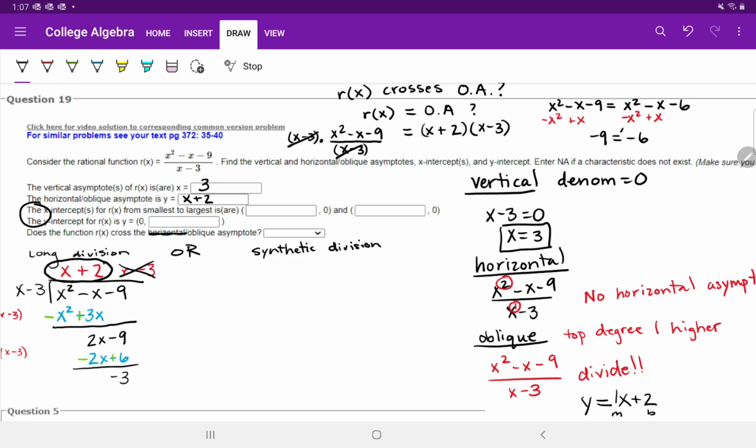Well, in math, that's called a contradiction. Negative 9 does not equal negative 6. So I ended up with something that was not true, that was a contradiction. So my answer here is a big, clear no. They do not cross each other.